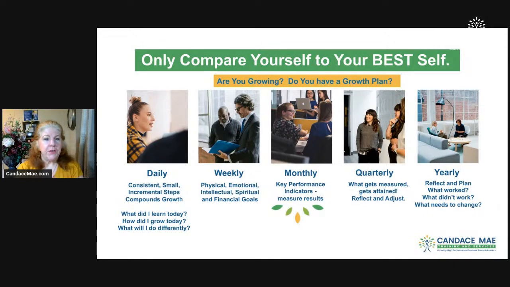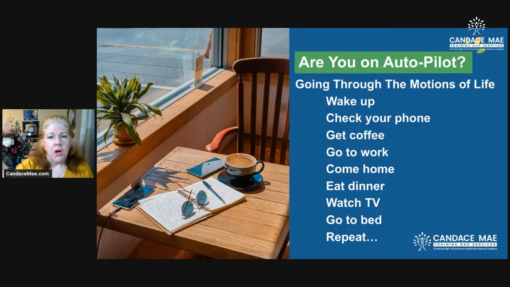And then yearly, it's the middle of January at this time. It's not too late for you to reflect back on 2022 if you haven't already. What worked in 2022 for you? What didn't work? And what needs to change? And set those down and seriously put those into daily, weekly, monthly, and quarterly goals and how you're going to measure those.